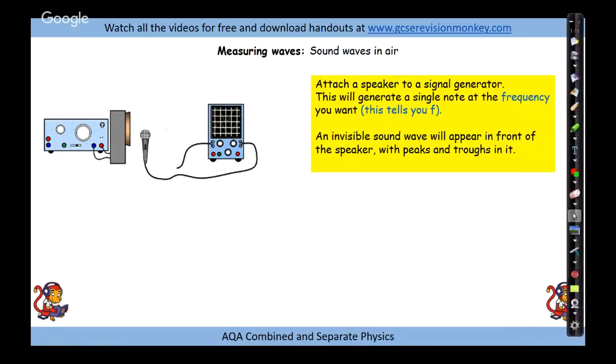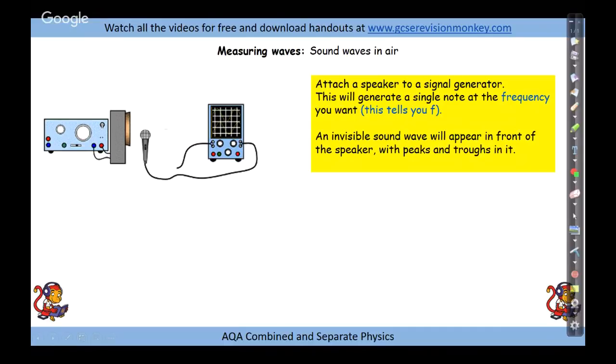Okay, so in this example, we have got a vibration generator again. Sorry, this is a frequency generator, a signal generator connected to a speaker, and we've got two microphones here. There's one behind the other, so you can only see one of them at the moment, and it's connected to an oscilloscope. An oscilloscope is something that lets you see a wave on a screen. Now, if you attach a speaker to a signal generator, this will generate a single note at a frequency you want. So this will tell you F from the equation V equals F lambda.